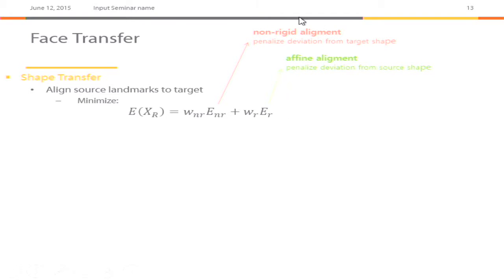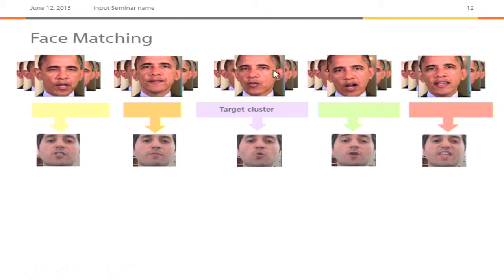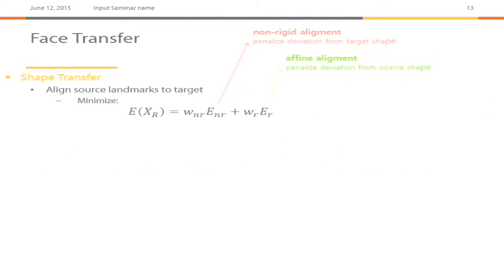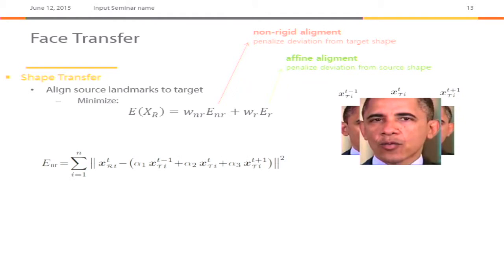One is a non-rigid alignment. So they want the new positions to be very close to the original target. For example, in between there is some frame which has some landmark. This is a little bit different. So you want to make this person's landmarks exactly the same as this one. So that's the first term. The second term tries to keep the original structure as much as possible. Basically, don't deform too much. So how is this done?